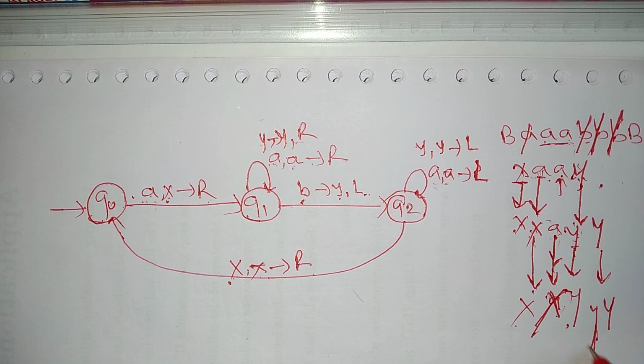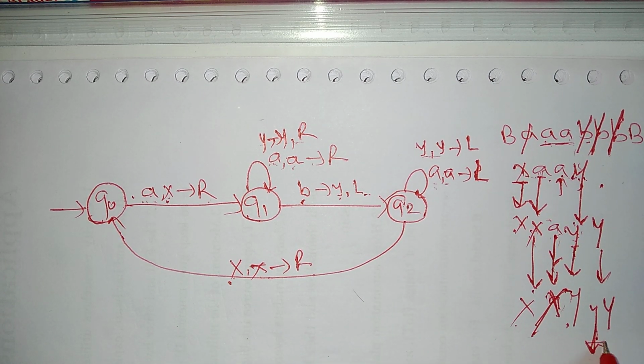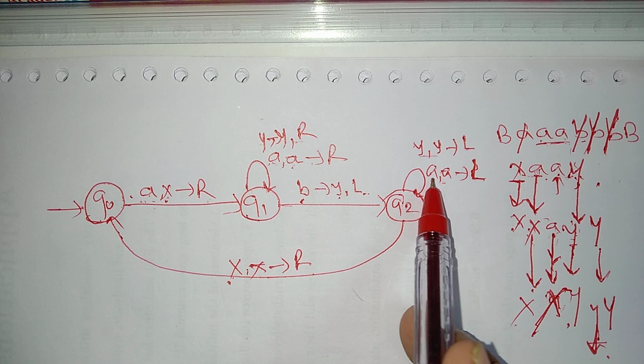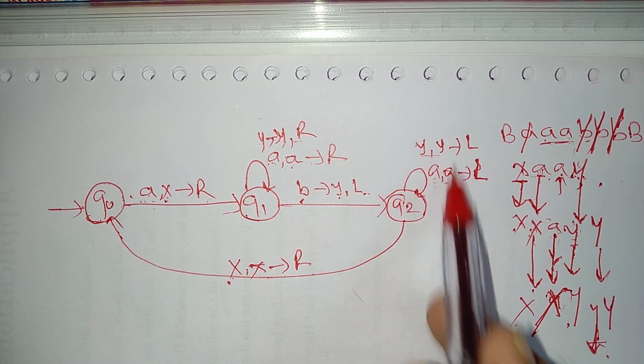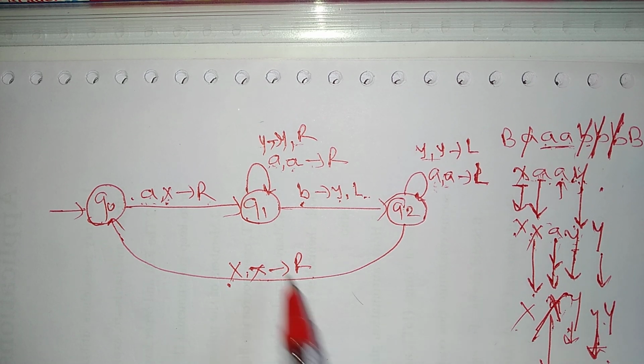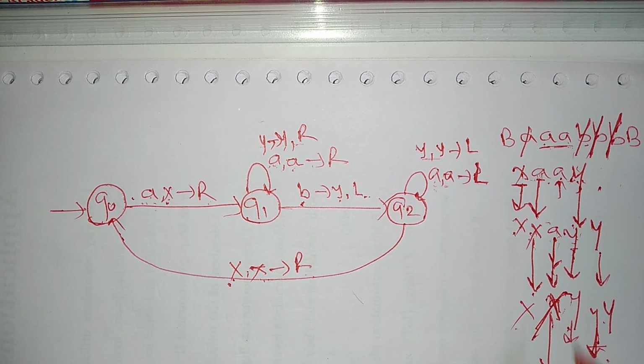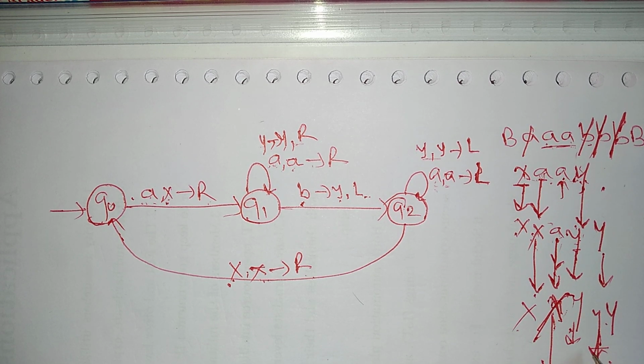And it will move to the left side. On the left side, what have I found? Y. Fine. I don't have any A, so it will occur with all Y. And whenever the first X occurs, what is the condition? X replaced with X, go to the right side.